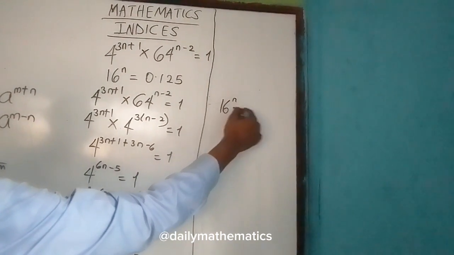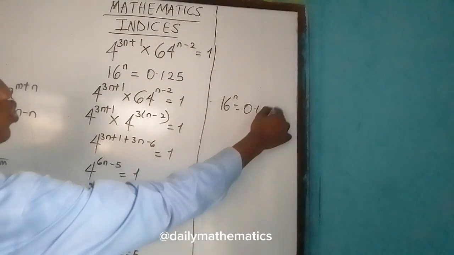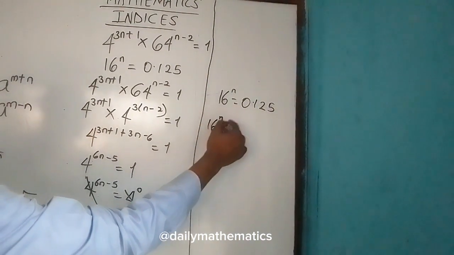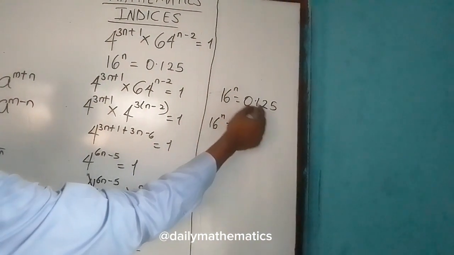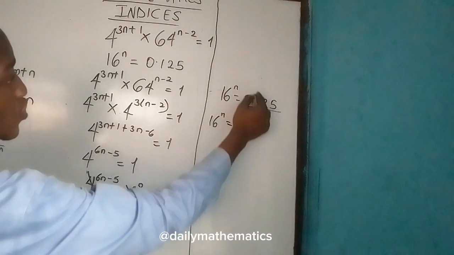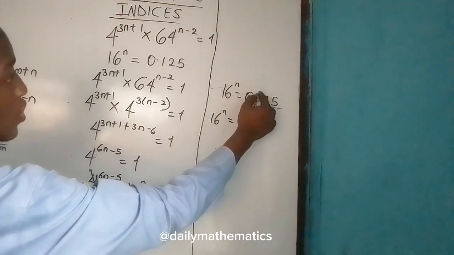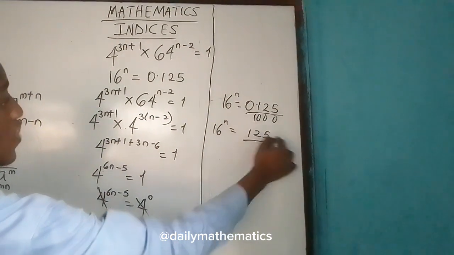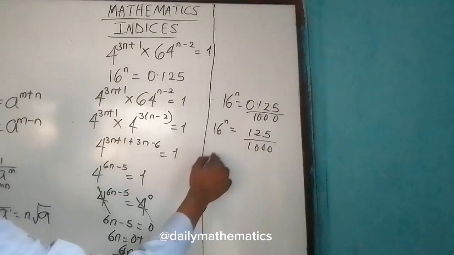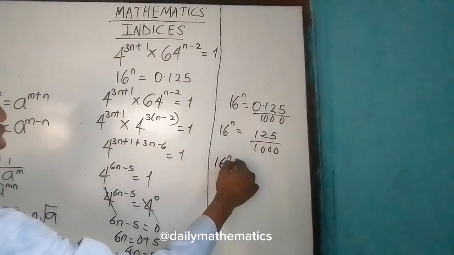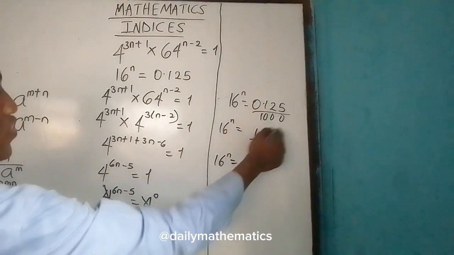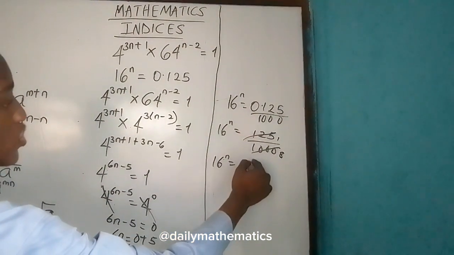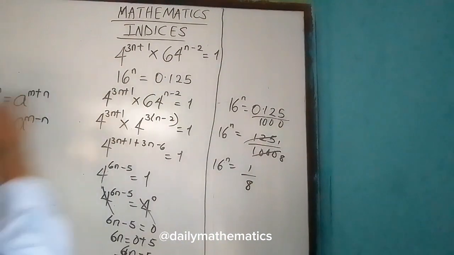The next question we're going to take: 16 raised to the power n equals 0.125. How do we go about it? First, let's change it to a fraction. 0.125 becomes 125 over 1000. Cancelling, this gives us 1 over 8. So 16 raised to the power n is equal to 1 over 8.